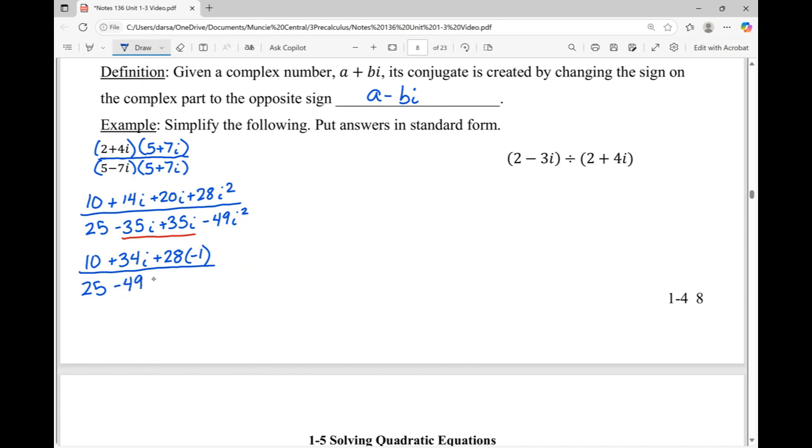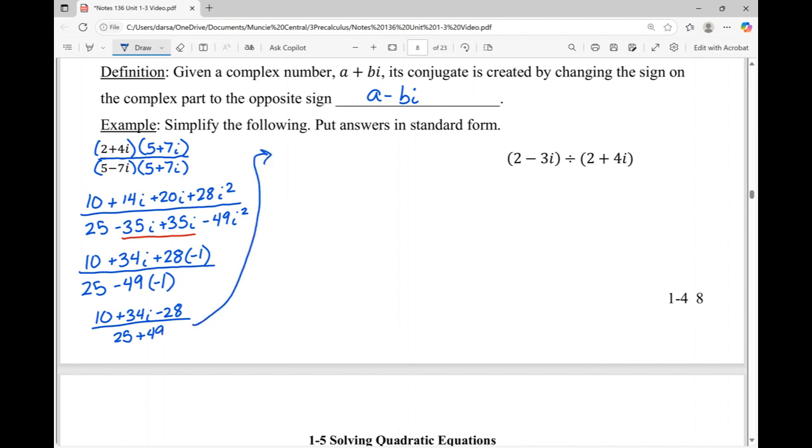So we're going to do -49. And what is i squared? -1. Notice these are multiplied, right? So as we continue to clean this up, we're going to get 10 plus 34i minus 28 on the top, and then 25 plus 49 on the bottom.